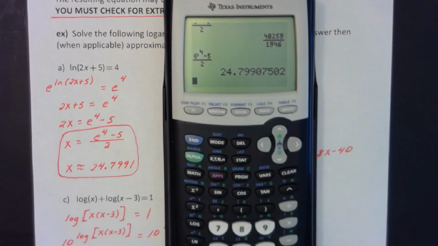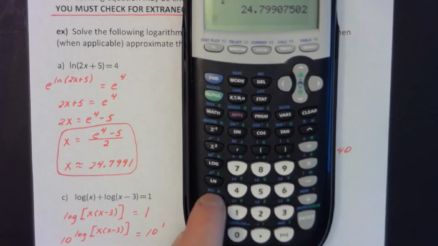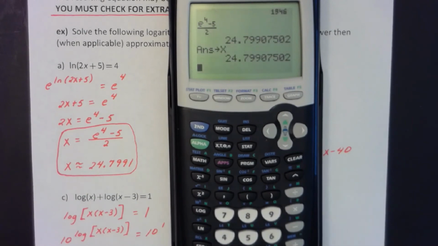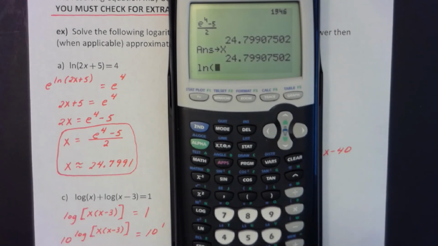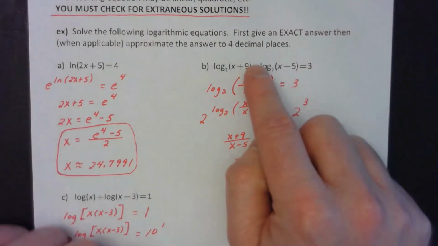Now, anytime you want to check your answer, it's pretty easy here. We know that this is the answer for x. All you would have to do is store that answer in as x on your calculator. And now watch, I'll type the left-hand side. The natural log of 2x plus 5. This answer better be 4, or you know you're wrong. But it is, so you know you're right. Gorgeous.